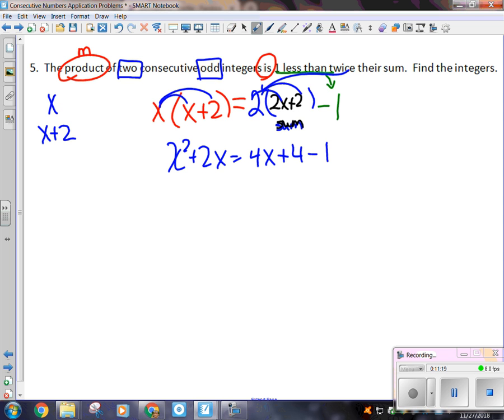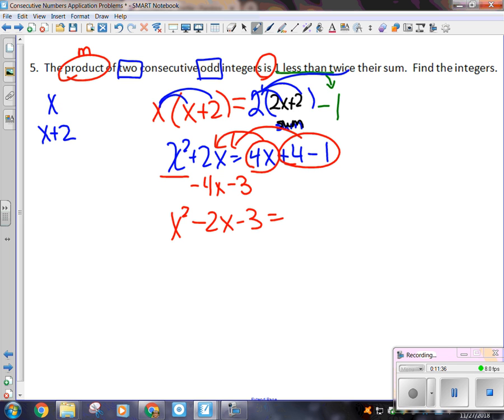I need to move everything to the same side. And since x squared is already positive, this is going to come over here, so it's going to be minus 4x. That's going to end up giving me positive 3. So if I came over here, I'm going to end up subtracting 3. x squared minus 2x subtract 3 equals 0. This does factor. What multiplies to give 3 and subtracts to be 2 is 3 times 1. Bigger number wins the sign. My answers are 3 and negative 1.